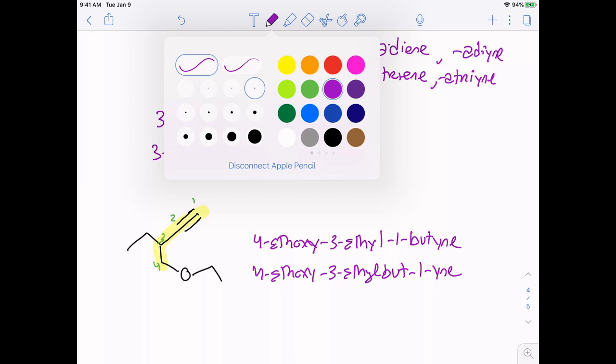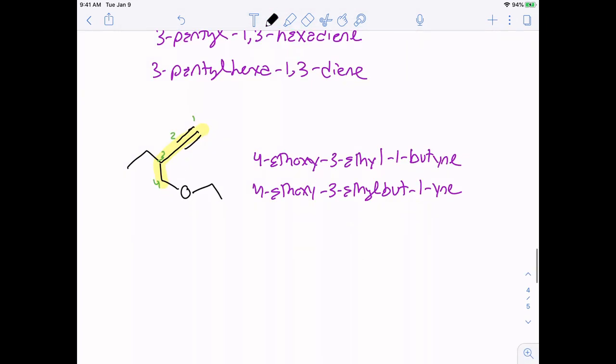So if I have both, I'm going to do an alcohol, which is the alkene first, and then we'll add the alkyne, and then we'll add all of them. So if I have both an alcohol and my double bond, the alcohol actually takes priority.